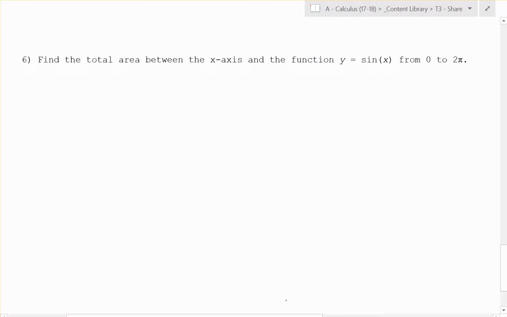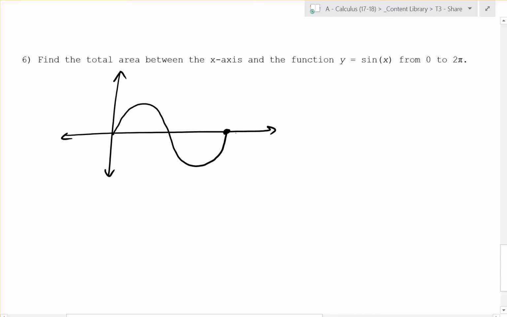So now we're going to find the total area between the x-axis and the function y equals sine x from 0 to 2 pi. As a good exercise, especially as we're working with trig functions more and more, let's graph this. What does sine x look like? Well, sine of 0 is indeed 0. Then sine goes up, goes down, and it comes back at 2 pi right there. Okay, so what are we looking at?